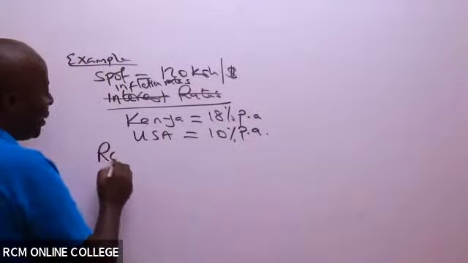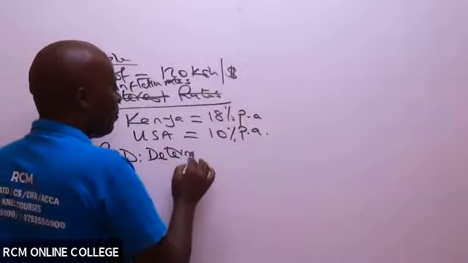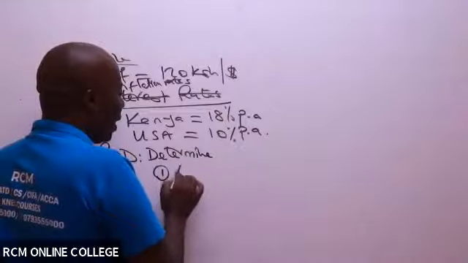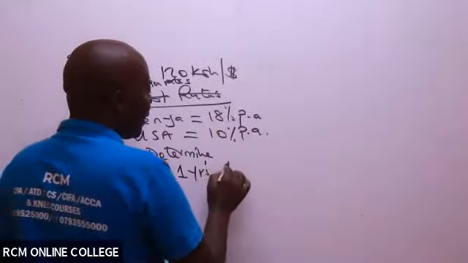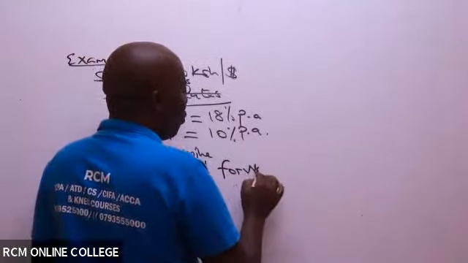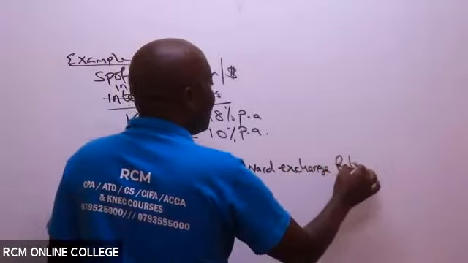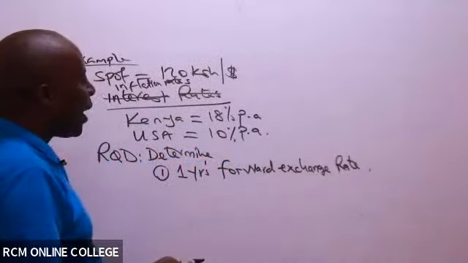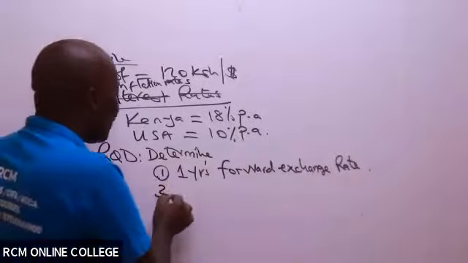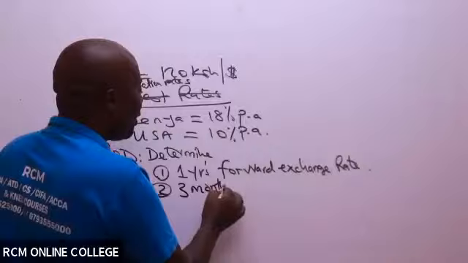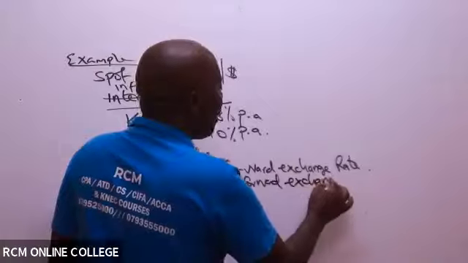So we are required to determine, number one, 1 year's forward exchange rate. And then number two, they want us to give them 3 months forward exchange rate.